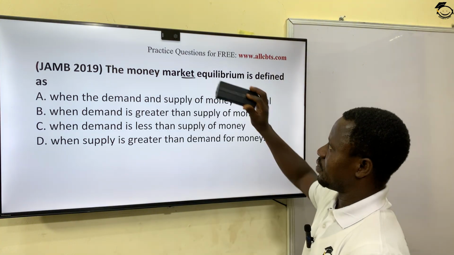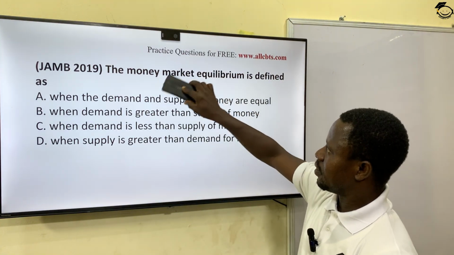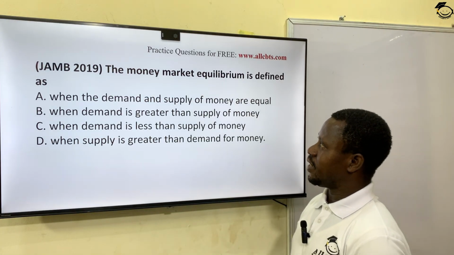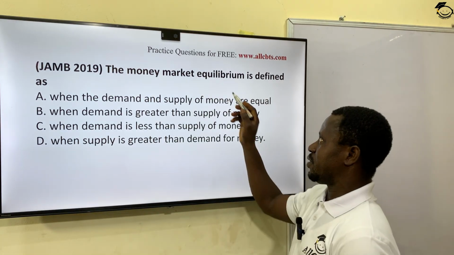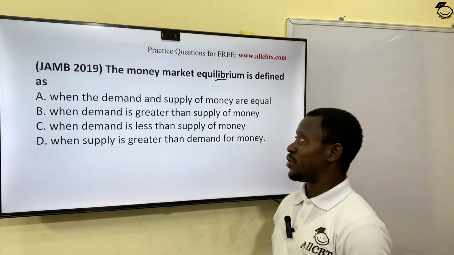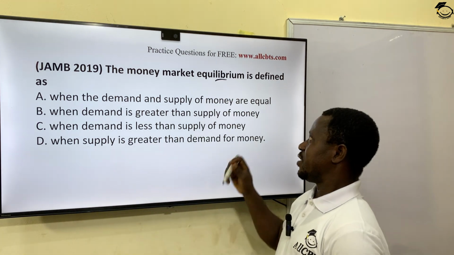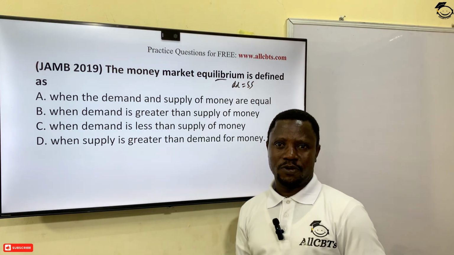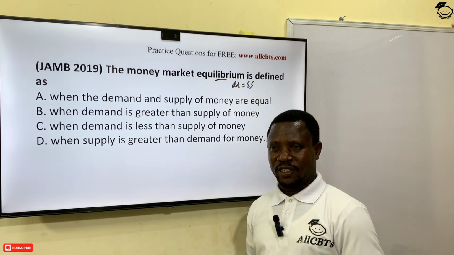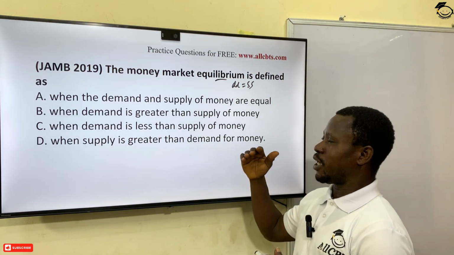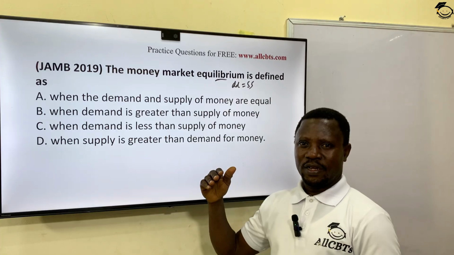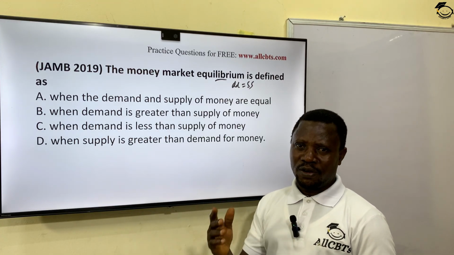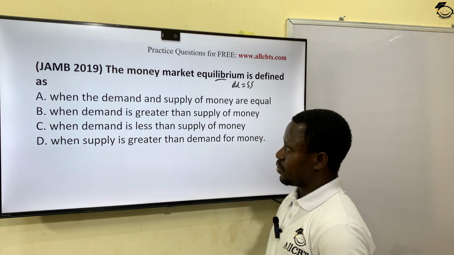Now, the next question. The money market equilibrium is defined as... anytime you talk about equilibrium in economics, particularly when you have to relate it with demand and supply, it is a point where demand equals what? Supply. That is equilibrium. It is a good position, right? Because after this point, either below or above, is going to have one way or the other negative effect on the economy. All right? So let's see.